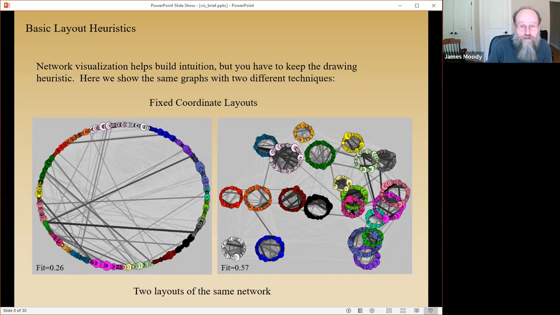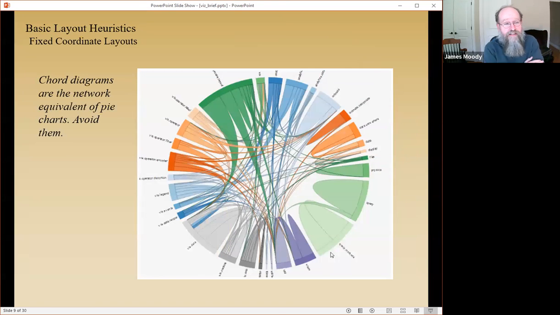There are times when that can be a useful sort of way to do space-based layouts, to do fixed coordinate layouts. But most of the time, fixed coordinate layouts are pretty useless, which is weird because this is one of the most popular graph styles out there right now. It's called a chord diagram. And I, for the life of me, can't figure out why people like these. They're just a very colorful circle layout of a network, and almost always you'd be better off doing a space-based layout. But they are pretty, and so I think that's why they're popular.